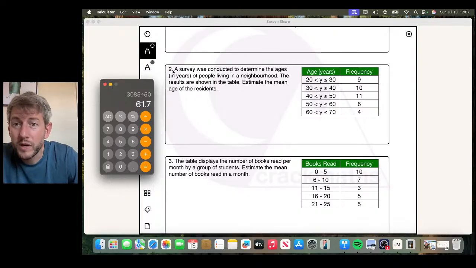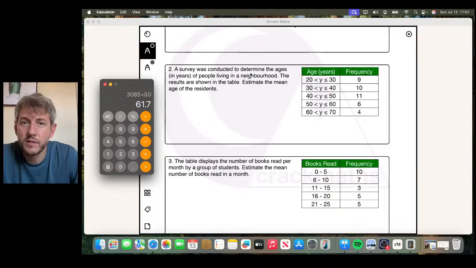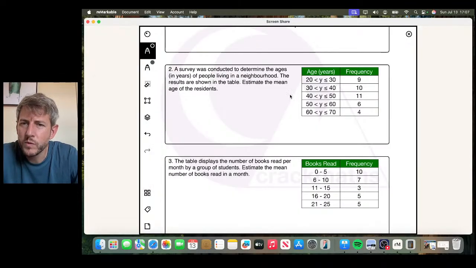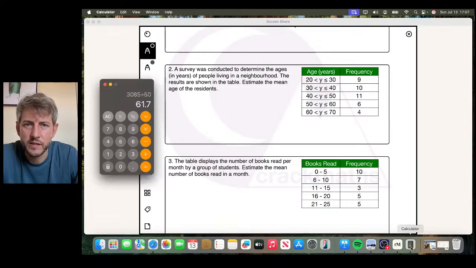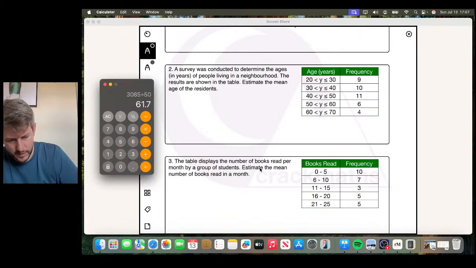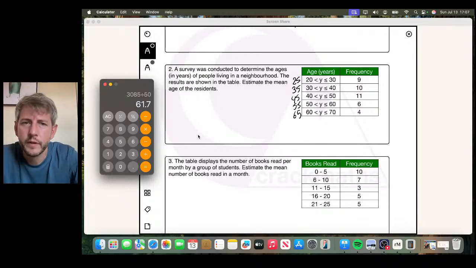Okay, right. Question 2. A survey was conducted to determine the ages in years of people living in a neighbourhood. The results are shown in the table. Estimate the mean age of the residents. Okay, so here we go. We're going to have 25, 35, 45, 55 and 65. Okay, and then we can do the rest on the calculator.